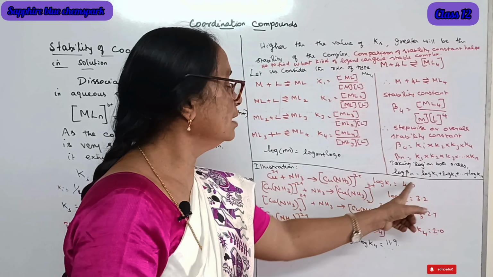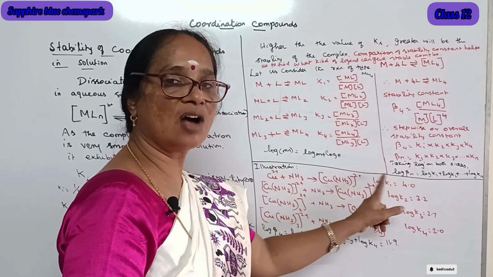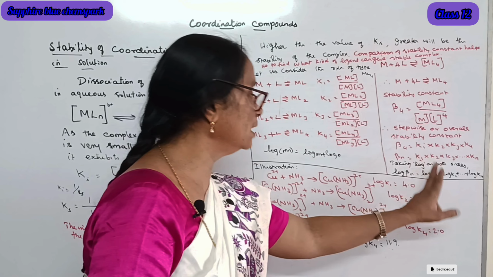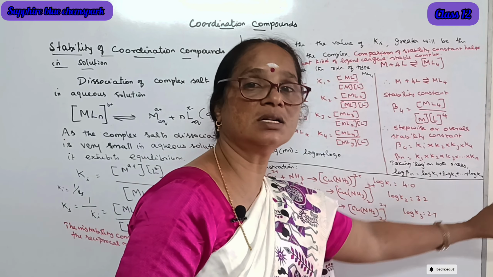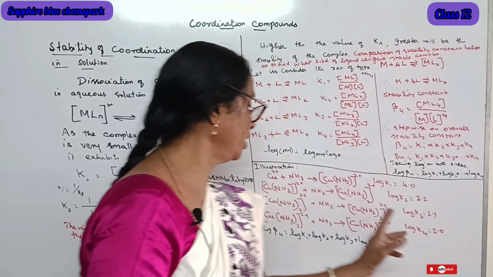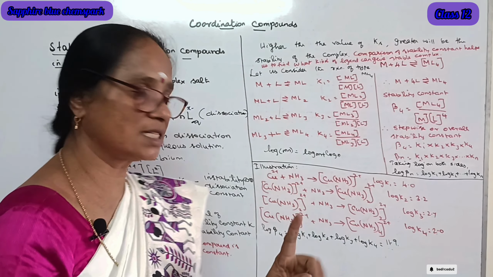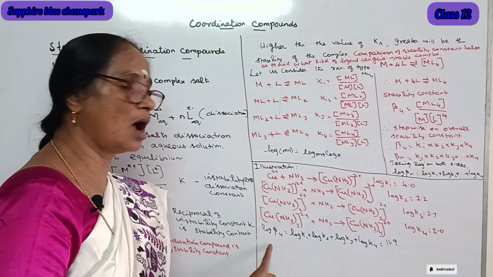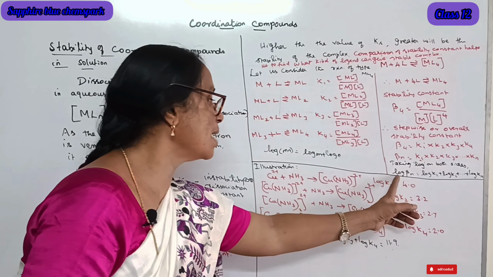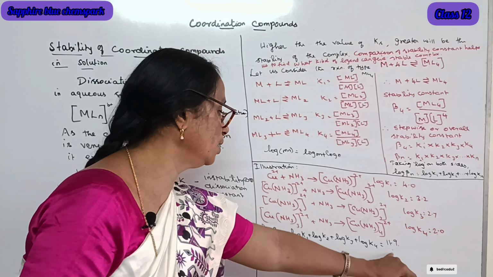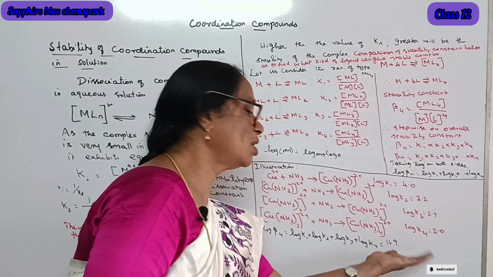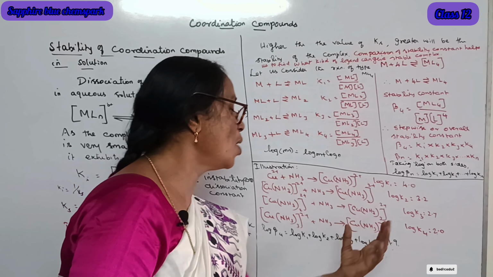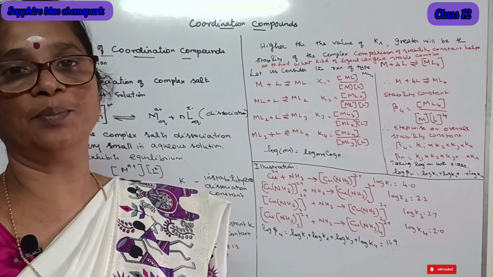What I said: the stability constant log beta n is equal to the sum of the logarithms of the formation constants of all the steps. So here I have 4 steps, that's why the stability constant log beta 4 equals the sum of all these 4 values, which makes 11.9. So comparing, the stability constant is high and hence the complex is said to be more stable.